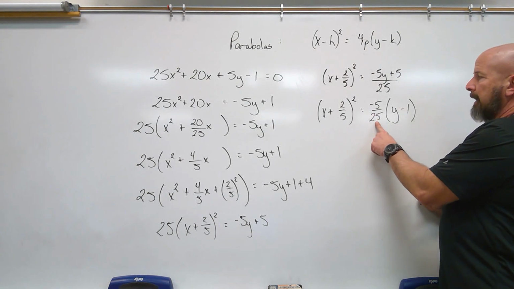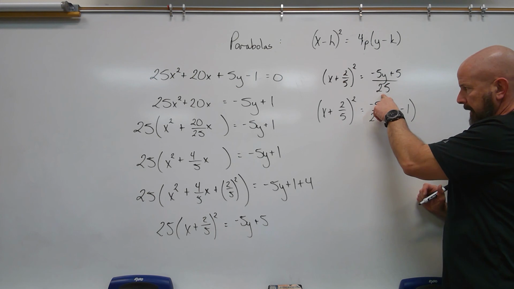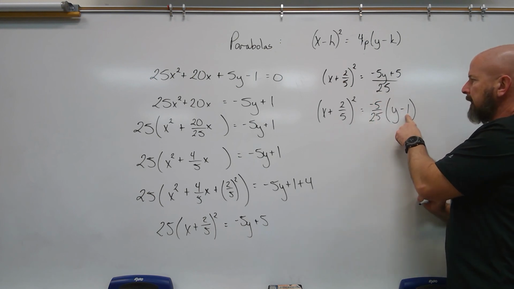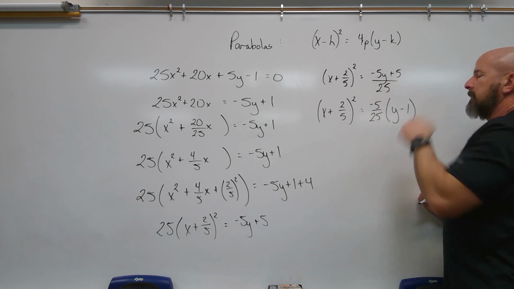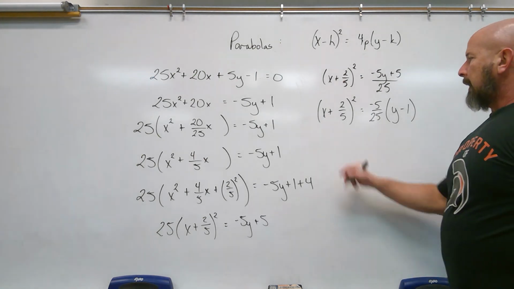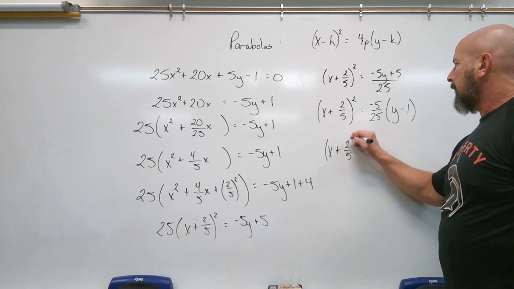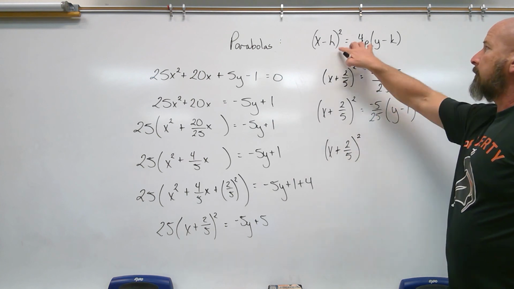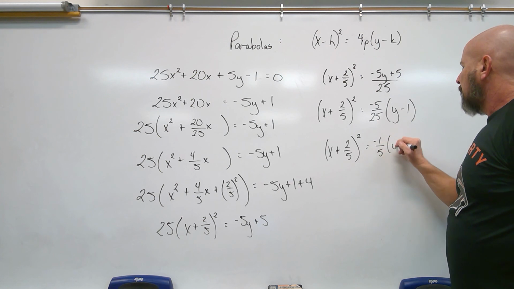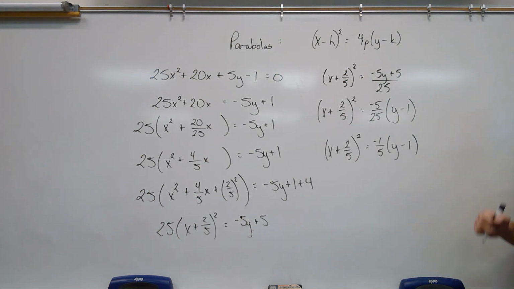A negative 5 over 25 times y is negative 5 over y over 25. Negative 5/25 times negative 1. Hey, that's positive 5/25. I've got that there. Okay. And my last step here, just to get it reduced down to this nice form, would be a negative 1/5 times y minus 1, because I can reduce that 5 over 25.